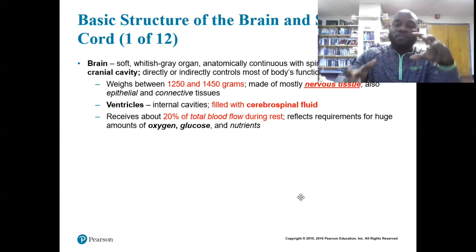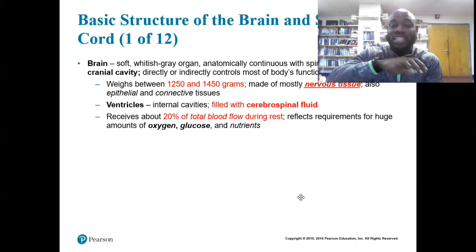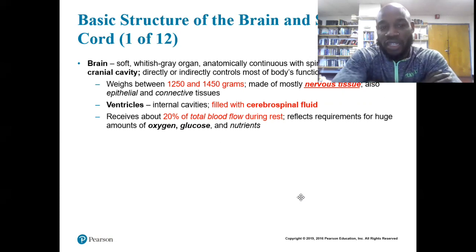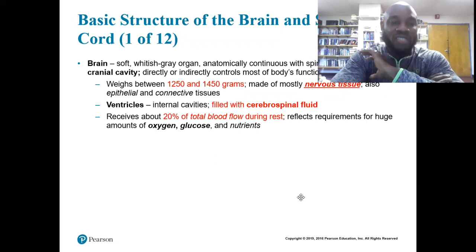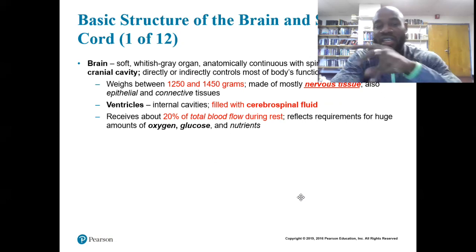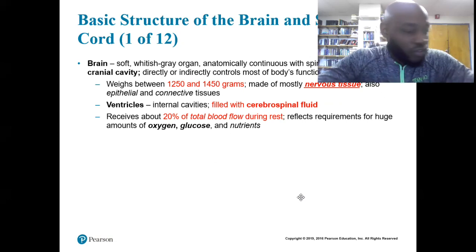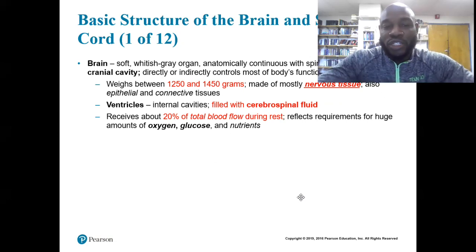And remember, it controls a lot of things in conjunction with the endocrine system, your hormones. So don't forget that, even as we talk about the nervous system. It weighs between, you see here, 1250 and 1450 grams. Mostly nervous tissue, mostly, not all, but there's also epithelial and connective tissue. Remember, the brain is an organ, therefore it has multiple tissue types working together for a specific function. The brain does contain ventricles, which are cavities filled with cerebral spinal fluid.